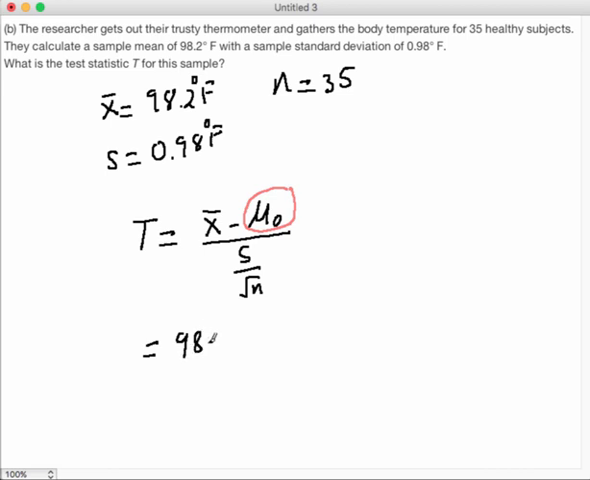Okay, so let's go ahead and plug everybody into t here. So it's going to be 98.2 minus 98.6 divided by S, which is 0.98 over the square root of 35. And that's going to be my t-test statistic.